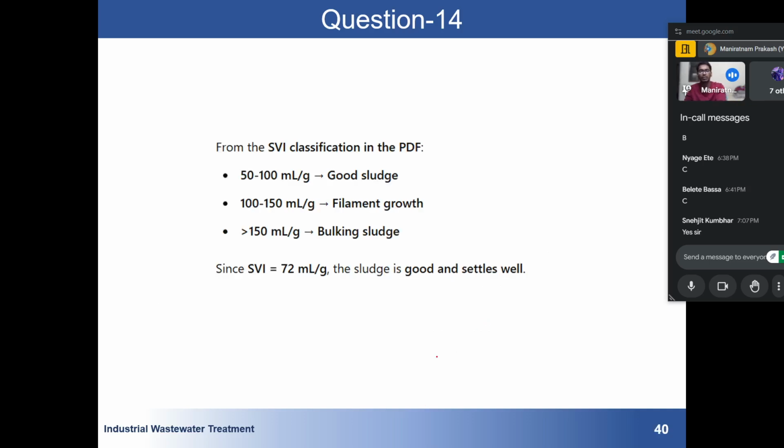We know that we have a total of three types of sludge. Good sludge that can be settled easily. Then filament growth, due to the presence of a certain kind of bacteria which is filamentous in nature, so it won't be settling down in a good way. Then we have bulking sludge, where not all the sludge is getting settled, or there will be too much turbidity or cloudiness due to the presence of suspended solids. That is referred to as bulking sludge. So since SVI is 72 ml per gram, the sludge is good and settles well.